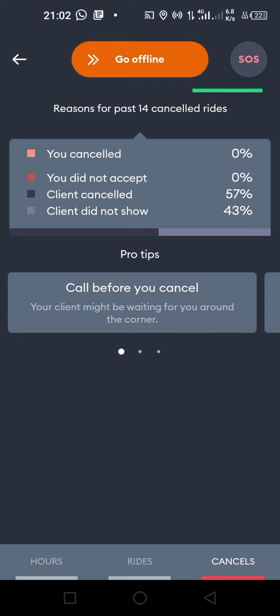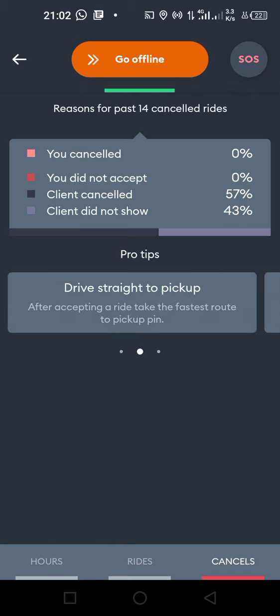Client didn't show. This is where you got to the pickup point and the passenger chose not to come and join the car. In such instances, Bolt advises us to wait for 5 minutes. After waiting 5 minutes, if the passenger or rider didn't show up, or in case his or her phone isn't going through, then you cancel the trip.